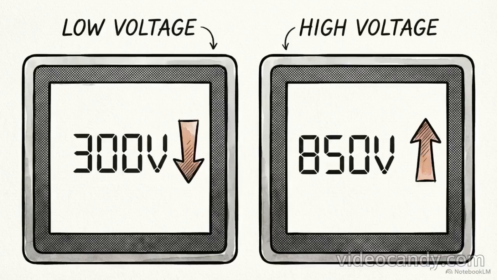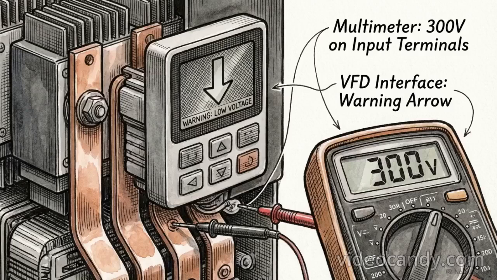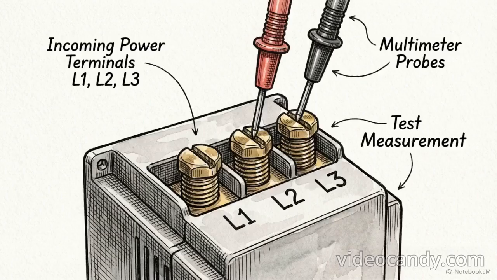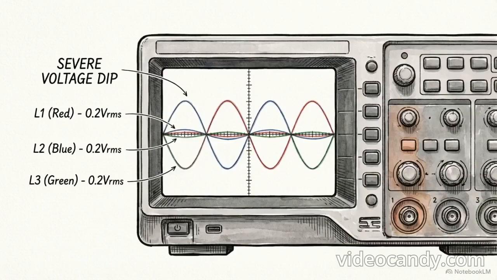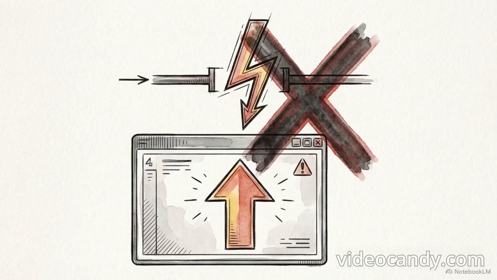A voltage trip usually falls into one of 2 categories: undervoltage or overvoltage. They require completely different diagnostic paths. If the screen reads undervoltage, the drive isn't getting enough power to operate. Take your multimeter and check the incoming AC supply lines. Look for a blown input fuse, a dropped phase, or a severe line voltage dip.